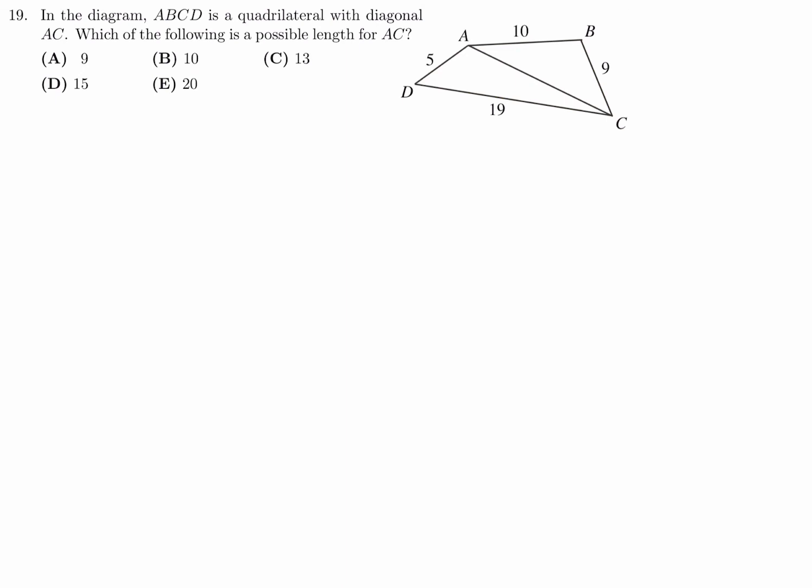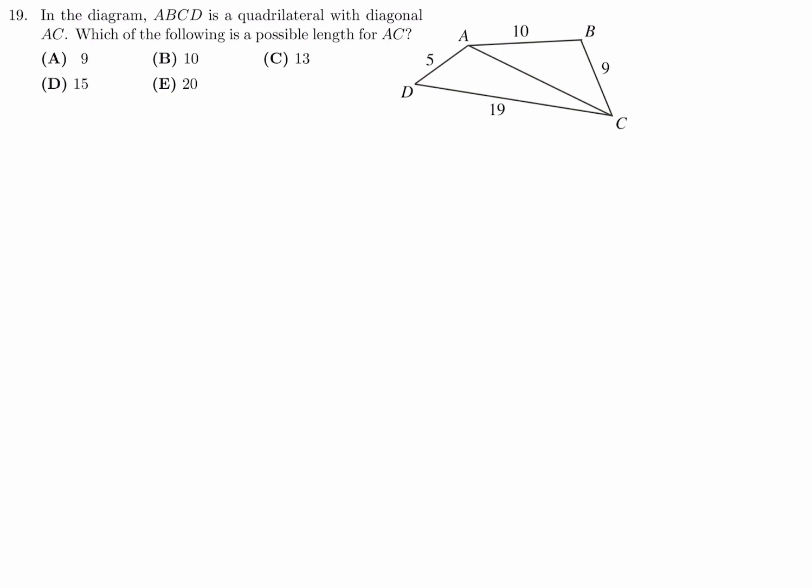In the diagram, ABCD is a quadrilateral with diagonal AC. Which of the following is a possible length for AC? So at first glance, you think, well, there's no right triangle here, and there's no angles, and do I use trigonometry, or do I use law of cosines? What do I do here? I don't know.